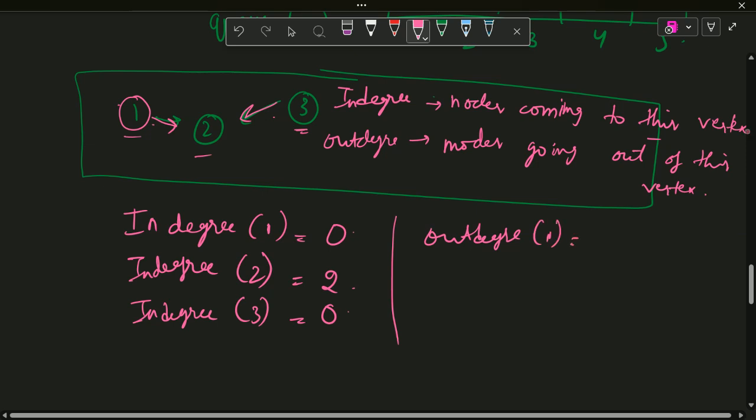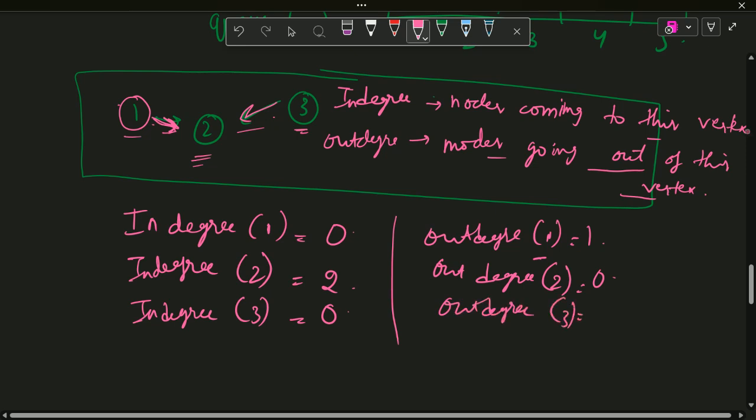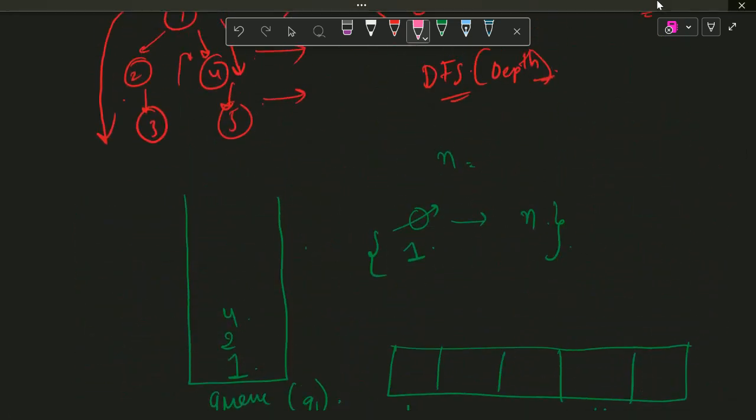Let us see the out-degree. The out-degree of 1 is the number of nodes going out of this vertex, which is only one node. The out-degree of 2 is the number of nodes going out of this vertex, which is 0. The out-degree of 3 is 1.